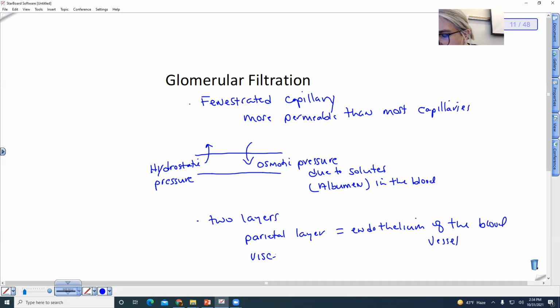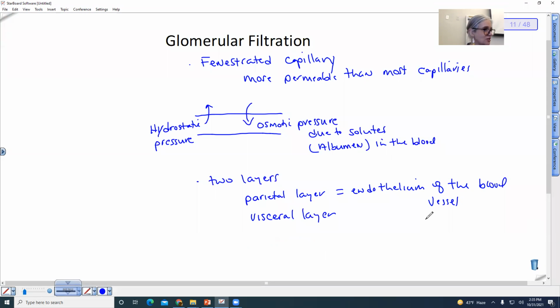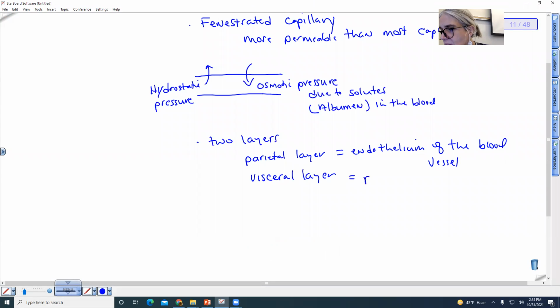And then the visceral layer is another layer that is only found on these specialized capillaries in the glomerulus. And it is referred to as the podocytes. So these are the podocytes. And if you look at this word, podo, P-O-D-O, means foot. And so the podocytes are cells with feet-like extensions that actually help to keep some stuff from getting out of the very permeable capillary.